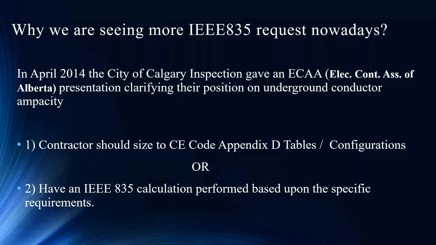So I think the awareness alongside with the City of Calgary's inspection request could be the main reason for this change. These ESA people, I guess they talk to each other. So basically since about 2014, there was a presentation and the City of Calgary made it mandatory in Calgary that if there is a deviation from the CE book and all these tables and diagrams, an IEEE 835 calculation has to be provided.